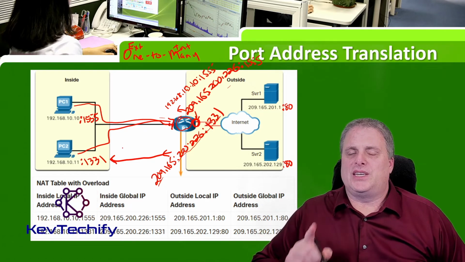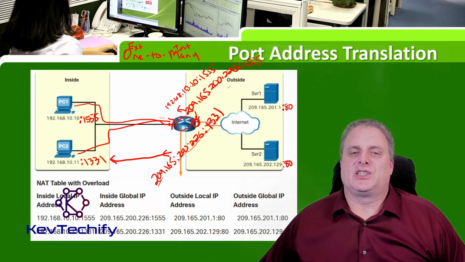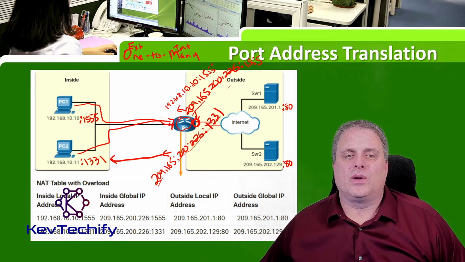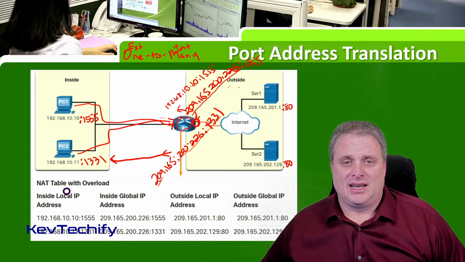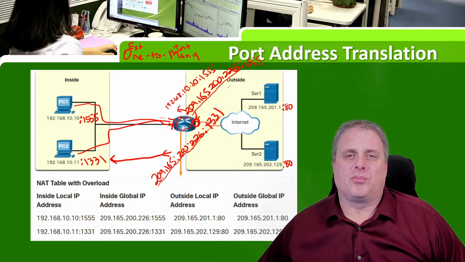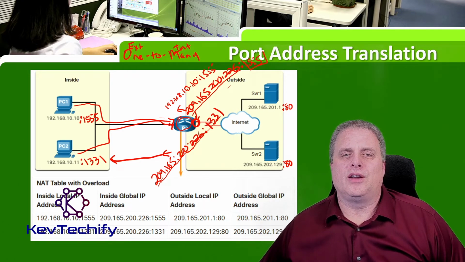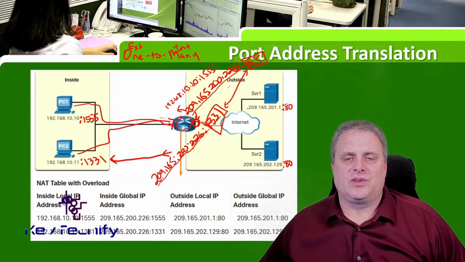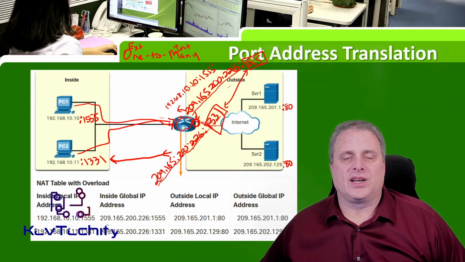Both of those PCs, PC1 and PC2, when they connected to the server, they used technically the same IP address, 209.165.200.226. Same one down here for both requests, but the port numbers were different. These two port numbers were different, and that's how the server keeps track of what request, when it comes in, goes to what PC.